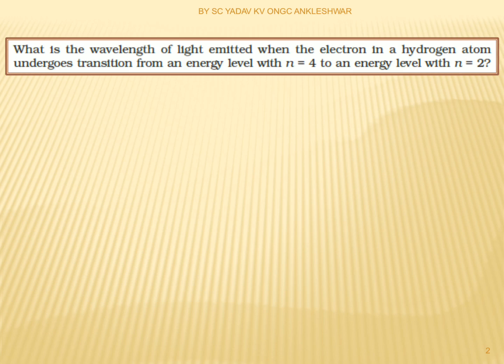So now this is the question: what is the wavelength of light emitted when the electron in a hydrogen atom undergoes transition from an energy level with n equal to 4 to an energy level with n equal to 2. It means initially the electron is present in the fourth orbit and finally it goes to the second orbit.